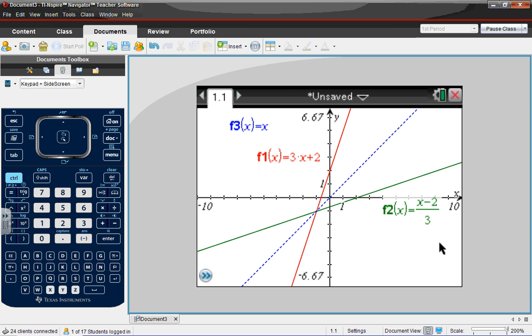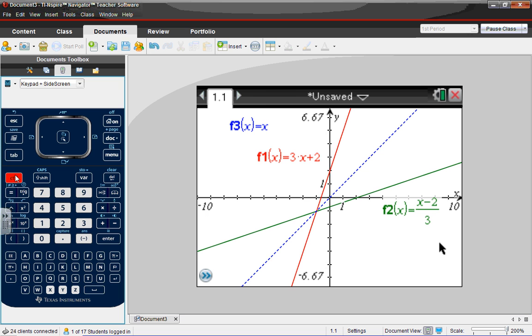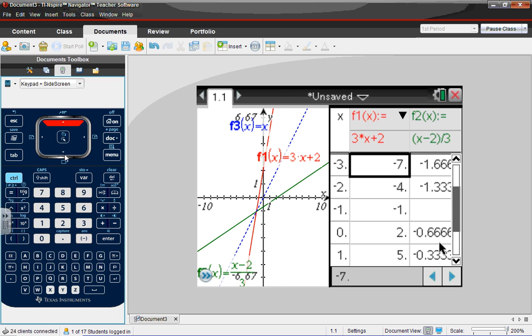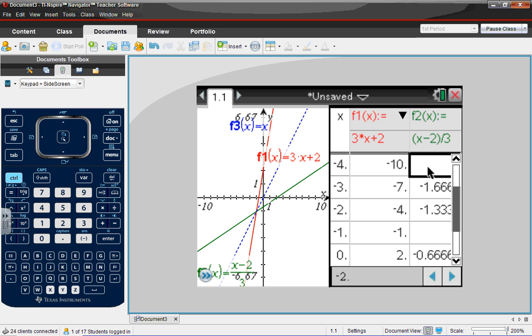Yes or no? Okay? Now what I also want you to notice is that if I hit Control-T for table, f1 is 3x plus 2, f2, the green function, is over here. Now, if I am at -2, I get -4, right? So what is going to happen at -4? And you can't see that, so let me.